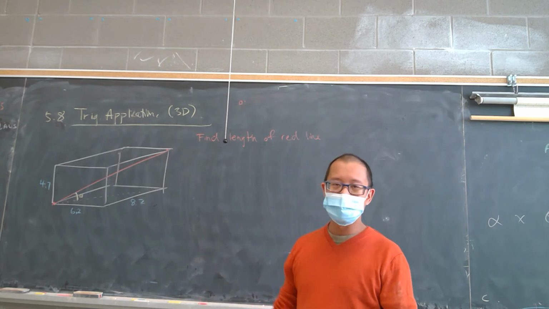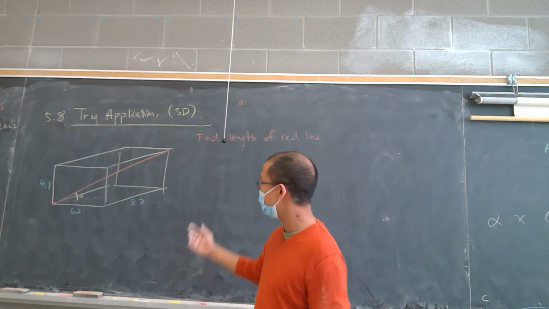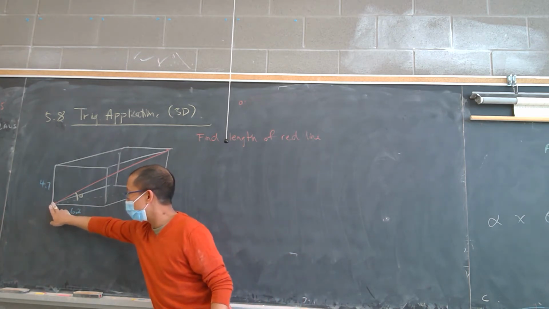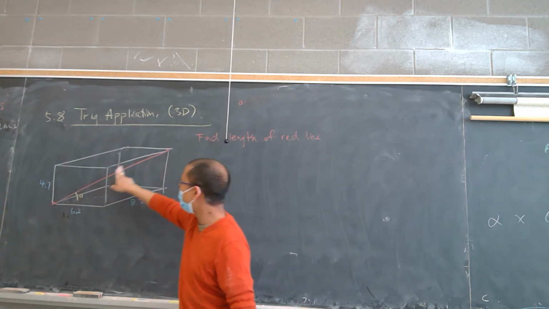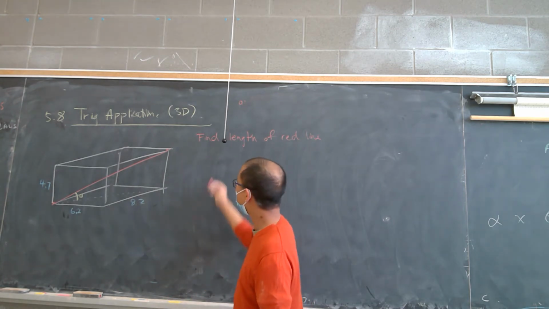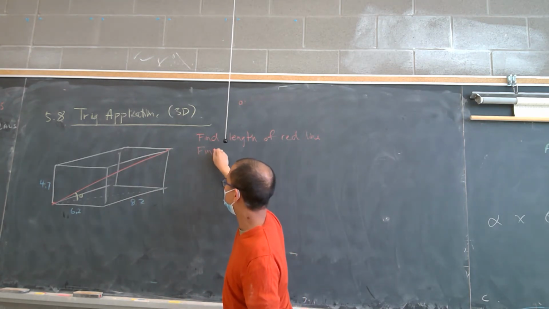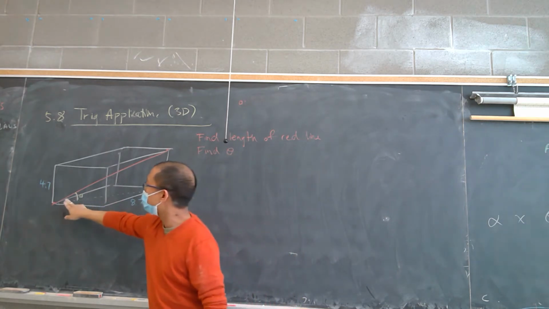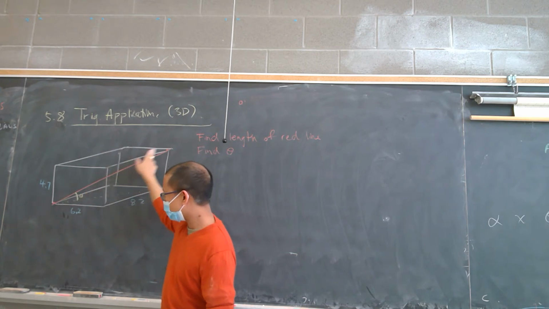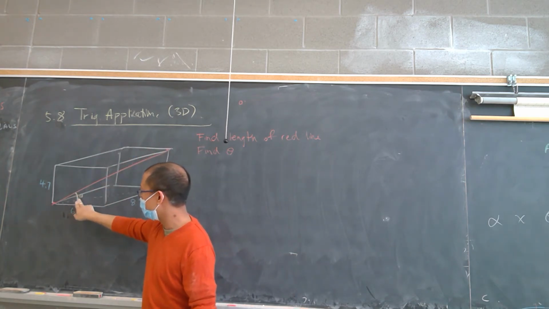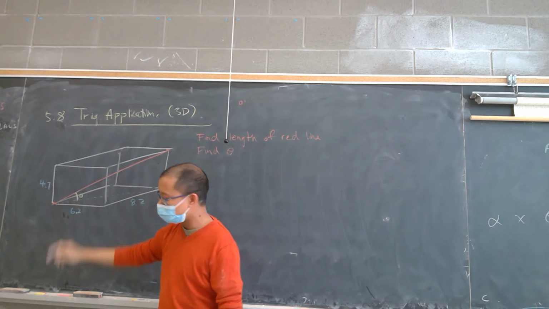The question is, first of all, can we find the length of that red line, this diagonal that's all the way in the front, and it goes all the way to the back of the shape. And then, of course, the second part is find theta, which is the angle between the red line and the diagonal that's on the base.